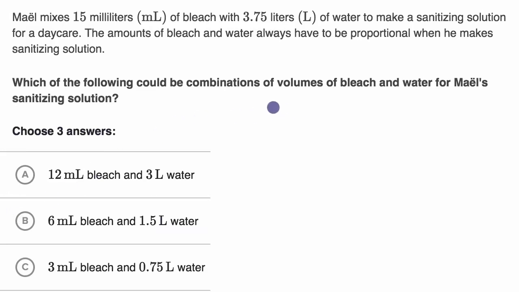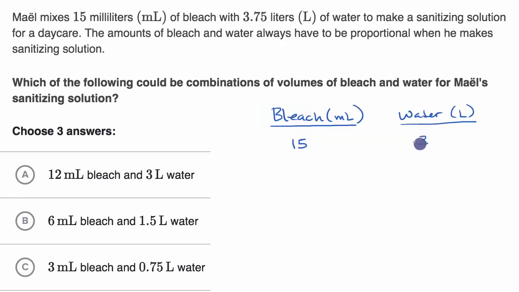So I'm going to make a table here. Let's say this is bleach in milliliters, and let's say this is water in liters. And they tell us that he mixes 15 milliliters of bleach for every 3.75 liters of water. So what is the proportionality constant here? If you said the water is equal to some constant times the bleach, well, what's going on?